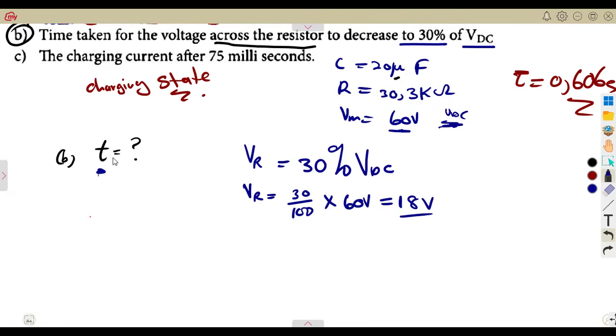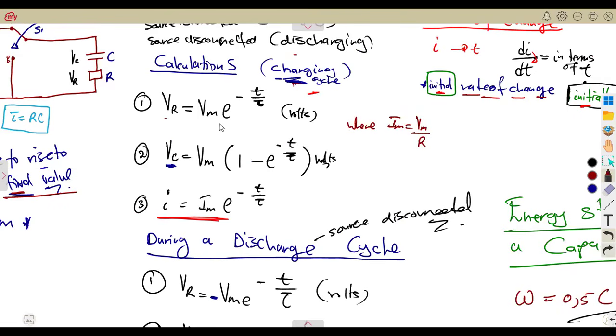That's the question. The time in that period, like the time taken for voltage to decrease to that. So let's go back. Remember the state that we are dealing with? It's a charging state. So VR under a charging state is written as what? VR is written as Vm e to the exponent of minus t over tau. Remember, your formula is for the charging state.